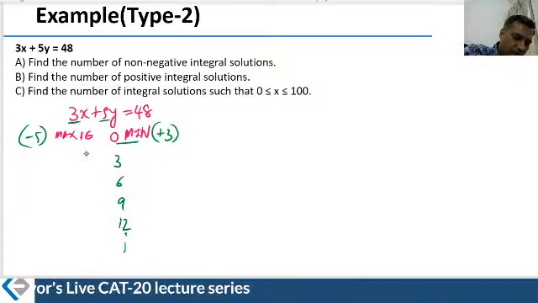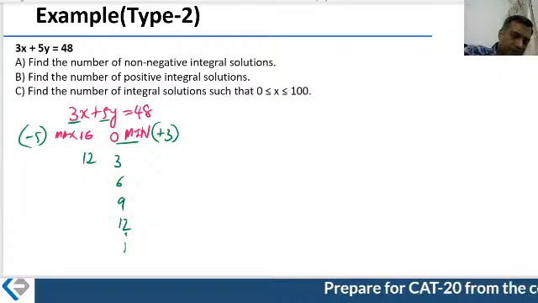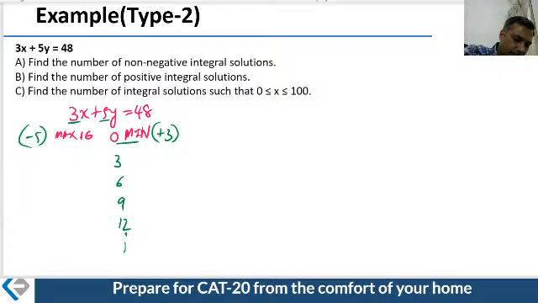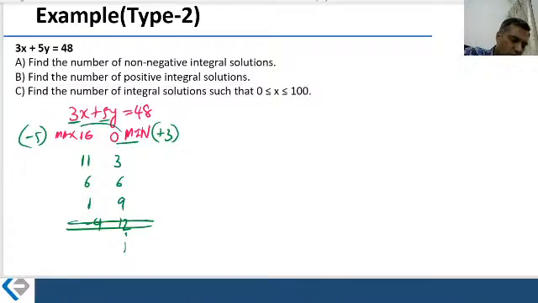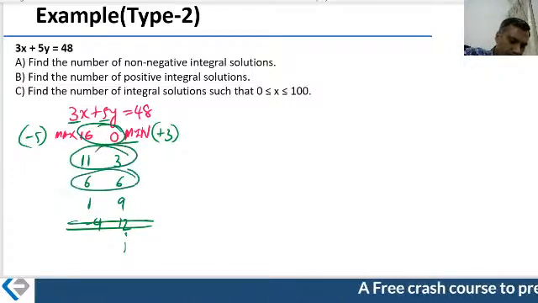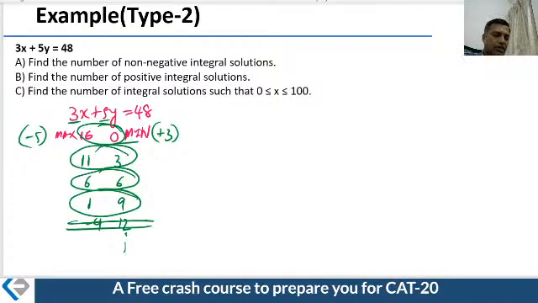Hey, what about the set on this particular side? You would say that this is nothing but 16, 16 minus 5, which is 11, 11 minus 5, which is 6, 6 minus 5, which is 1, 1 minus 5, which is minus 4. I'm not interested in minus 4. Therefore, there are 4 solutions: the first is fine, the second is fine, the third is fine, and the fourth is fine. These are the 4 sets.